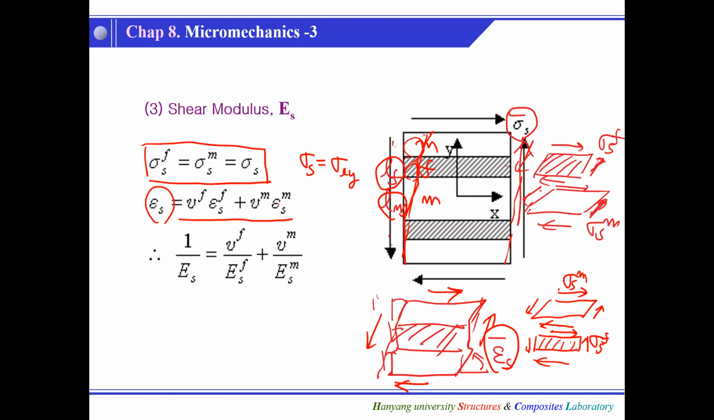And now combining this, and also given the constitutive equations, epsilon SF equals ES fiber sigma SF, and epsilon SM equals ESM and sigma SM. So always keep in mind, please, this is the rule of mixtures, and this is the constitutive relation.